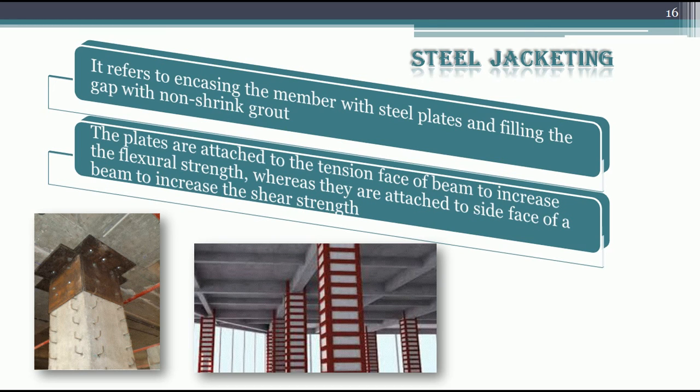Next retrofitting technique is steel jacketing. It refers to encasing the member with steel plate and filling the gap with non-shrink grout. Here the beam and the beam column joint is retrofitted with steel jacketing. Steel plates were provided. Between the steel plate and concrete, non-shrink grout was poured.